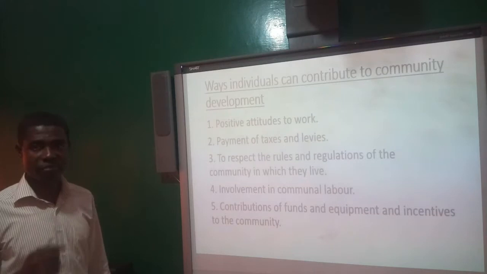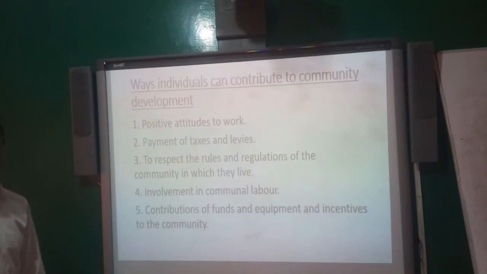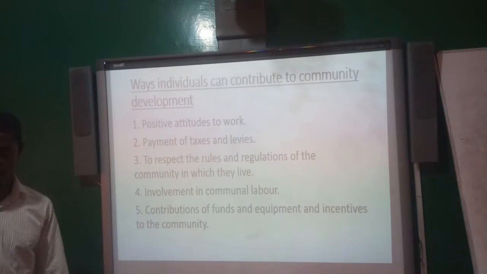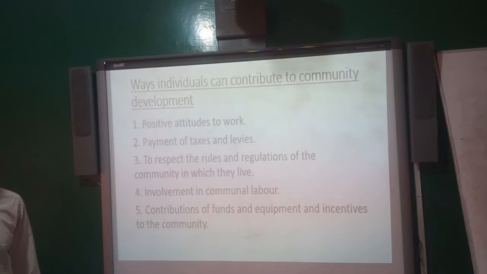I mean, this one is so important that it's been captured in the 1992 Constitution of Ghana. Now, when you consider Article 41, Clause 10, it talks about payment of taxes. Okay, so payment of tax and levies. So as an individual, it is your responsibility to pay taxes or levies to support the development of your communities. That is point number two.